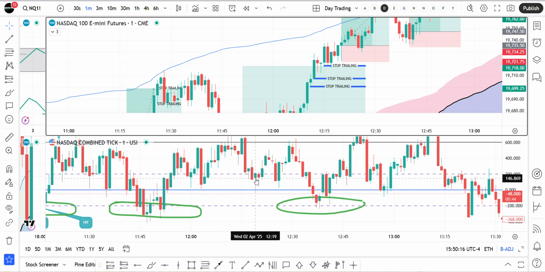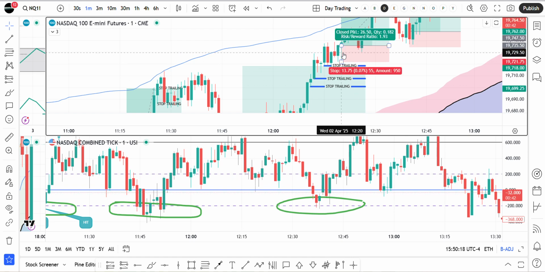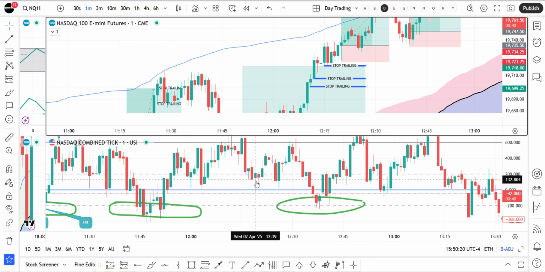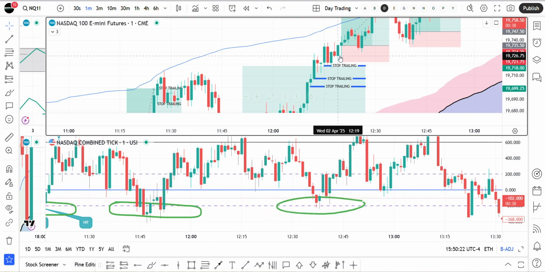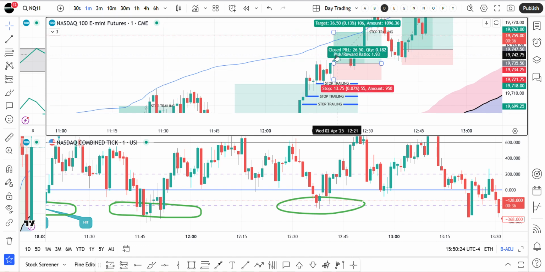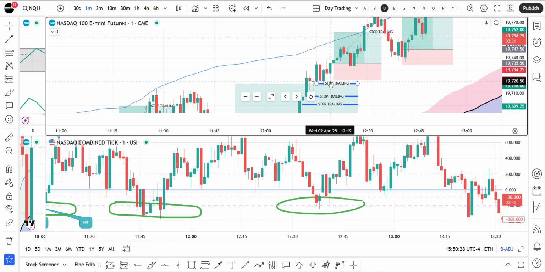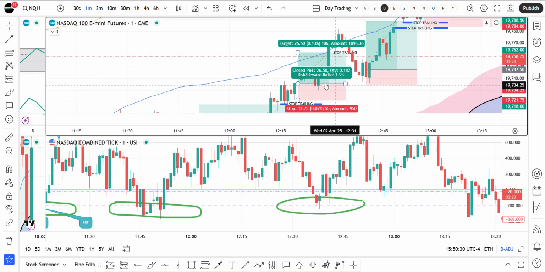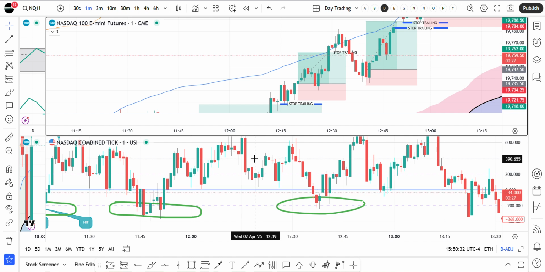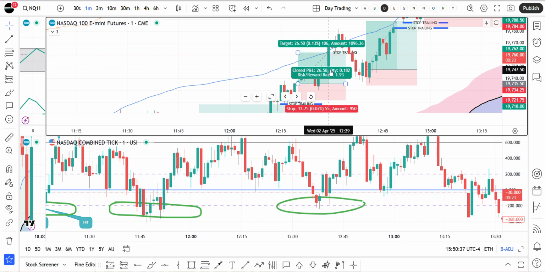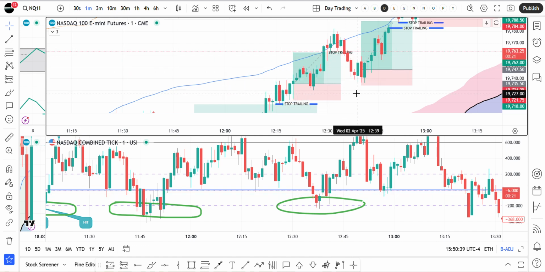Wait. Where was I long? 19. Oh yeah, I was long at 19. So 19 hit the zero. Next candle closed above. I went long. Stop below the low. Almost stopped out. Wasn't. Boom. And then 1229. Trailed my stop.